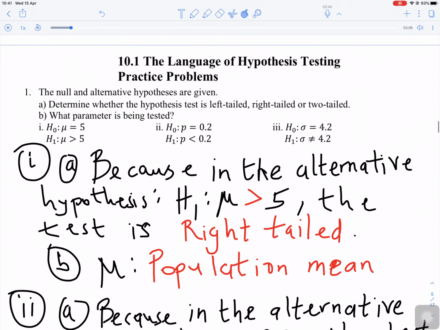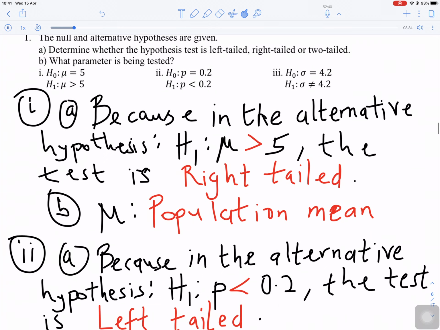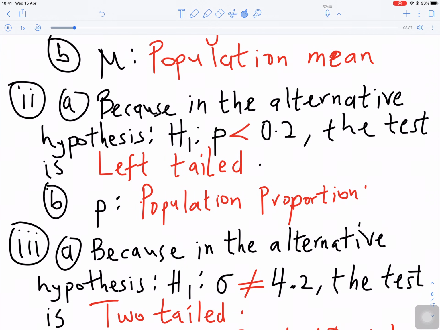Then we go to II, and we have the null hypothesis P equals 0.2, and the alternative hypothesis P is less than 0.2. So the null hypothesis says the population proportion equals 0.2, and the alternative hypothesis says the population proportion is less than 0.2. Then, what type of test are we dealing with? Because in the alternative hypothesis we have the less than sign, the test we are dealing with is the left-tailed test. So this is a left-tailed hypothesis test because the inequality in the alternative hypothesis is less than.